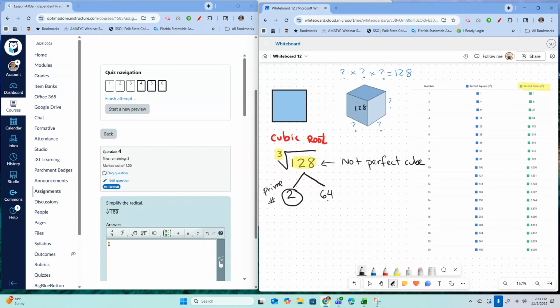Now I'm going to do 64. I'm going to do a tree. Two numbers that when you multiply make 64. That would be 8 times 8. Okay, 8, I can do a tree.